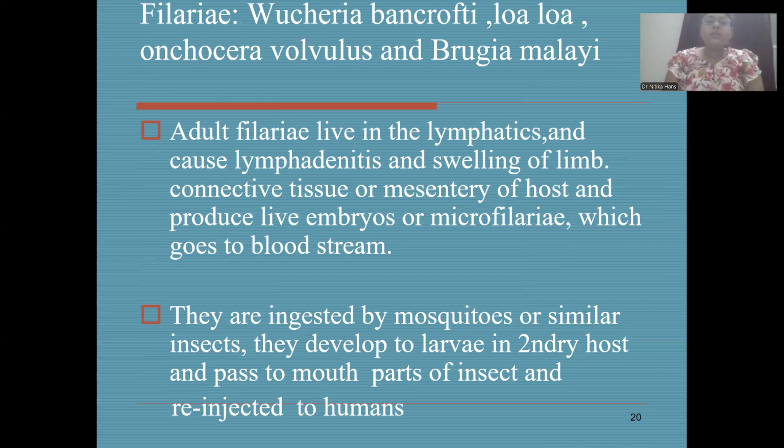So the microfilariae or live embryos, which are produced by the adult filaria in the connective tissue or mesentery of the host, will be ingested by mosquitoes or similar insects, and these develop into larvae in the secondary host and pass to the mouth parts of the insect, and then they will be re-injected to humans.